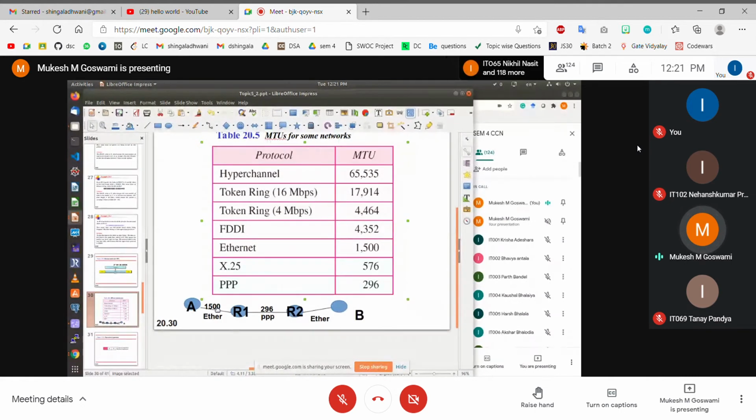One option is that R1 will inform A that I cannot deliver this packet because it has a larger size. So kindly reformulate the packet and send it in a smaller size. That is option number one.